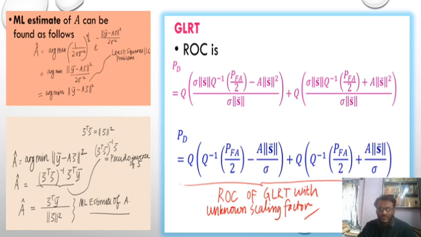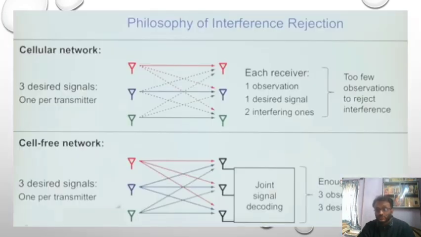The probability of detection is basically defined by the Q function, that is the complementary cumulative distribution function, and the inverse of the probability of false alarm, minus the ML estimate of the amplitude A with the known signal S, norm of S divided by the variance, that is random Gaussian noise, AWGN. With these terms, again, we can find out the receiver operating characteristics under this GLRT test, so that we can determine the probability of detection of which signal is stronger.